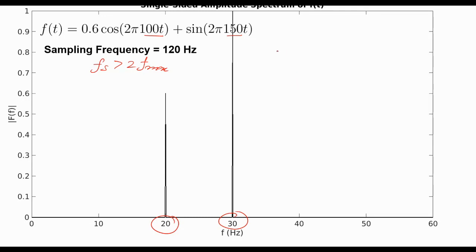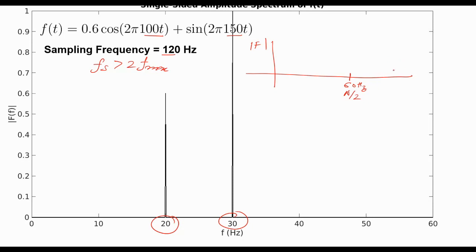And another way to think of this is like this. So let's say this is my amplitude spectrum. If we choose a sampling frequency of 120 Hz, then we know that the meaningful frequencies would only be up to 60 Hz, because we know that the spectrum will fold after fs by 2.